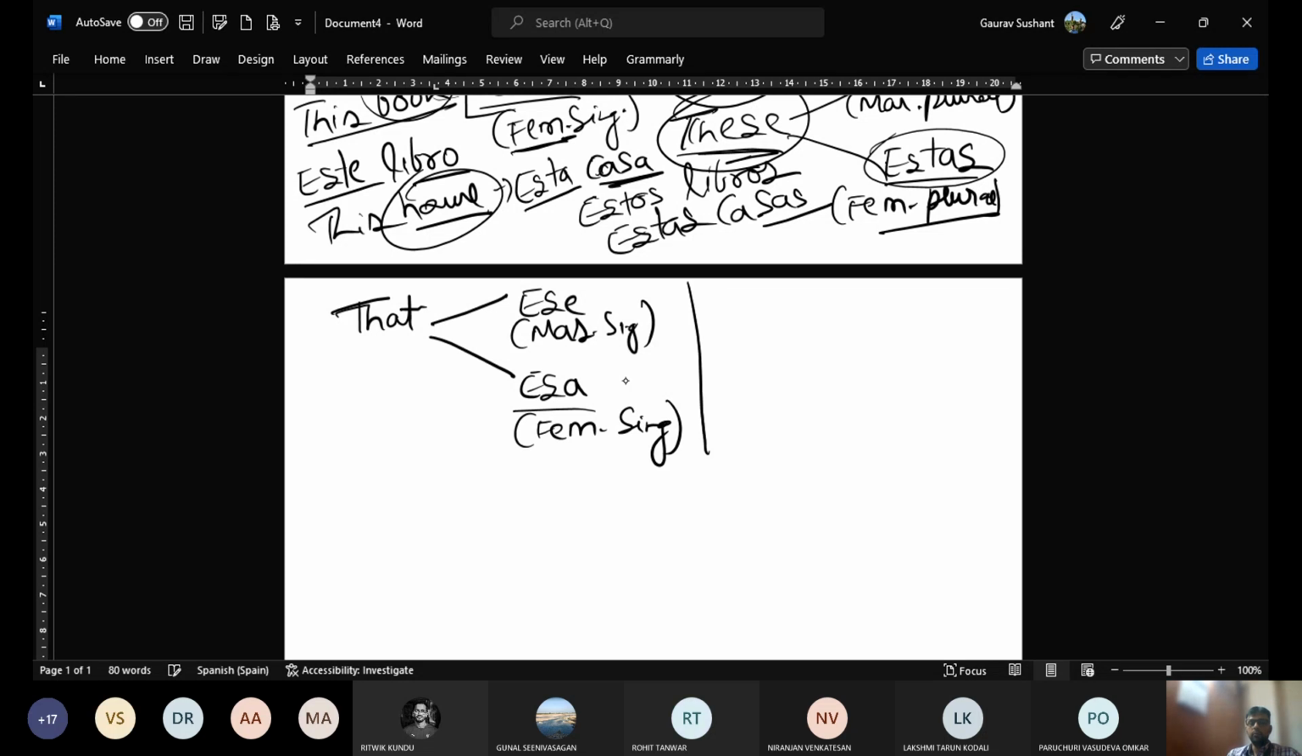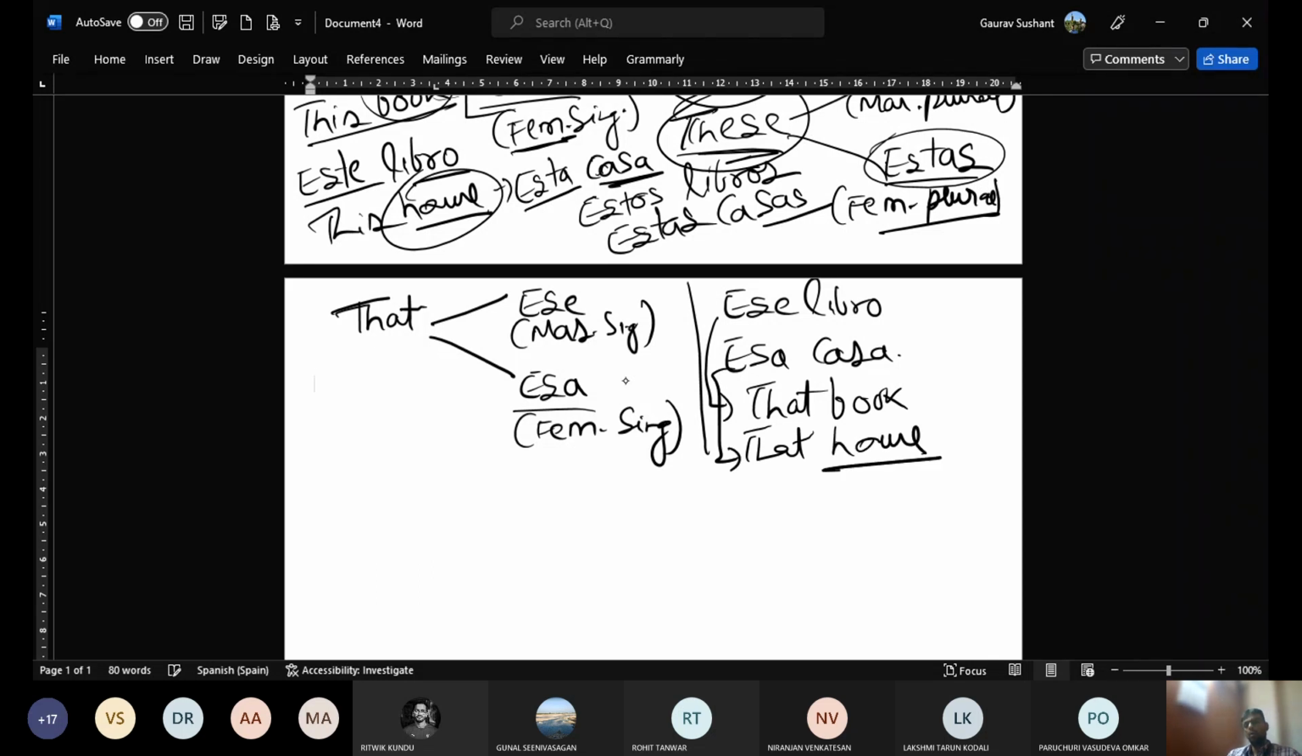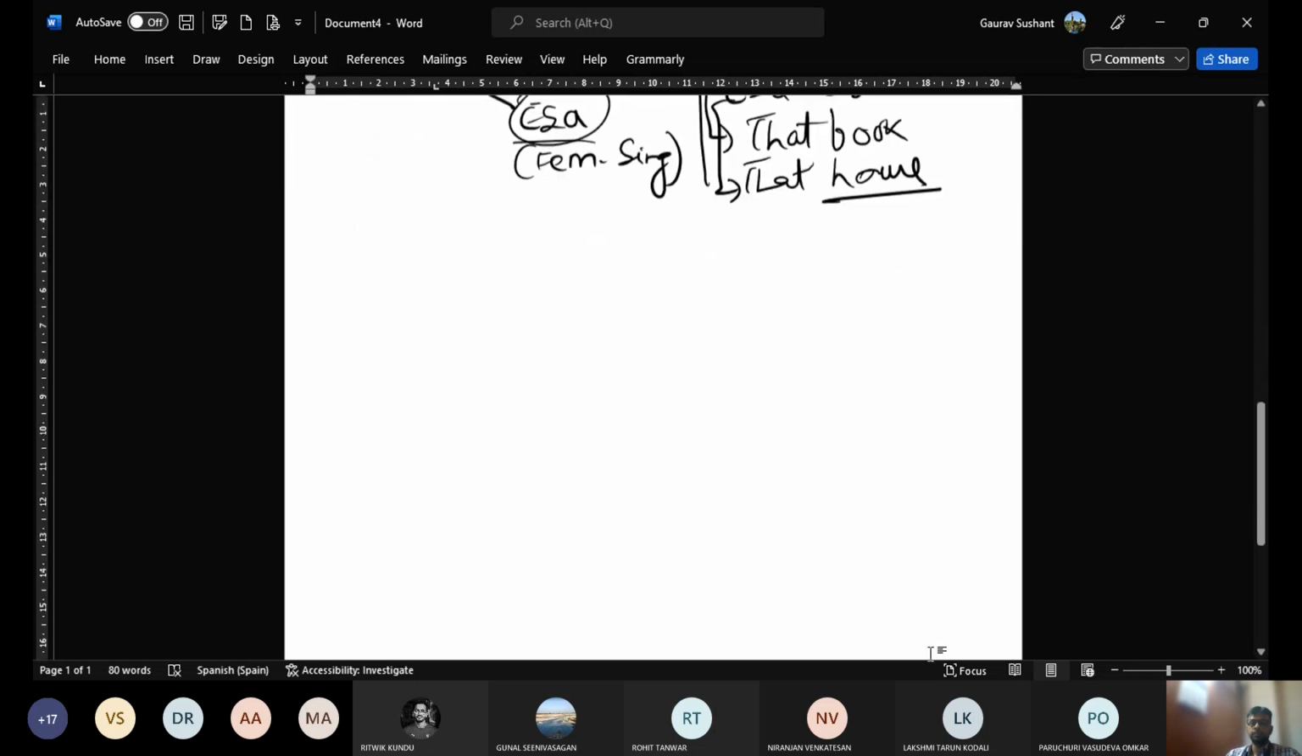Okay. And accordingly, if you have to give some example, you can give it like this: ese libro, or it will be esa casa. So ese libro will be that book, then this one, that house. Okay, so you are now getting the second group here, ese and esa.